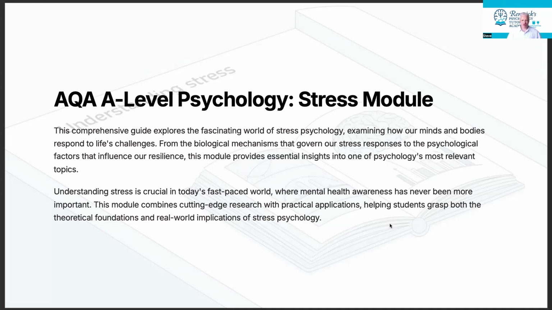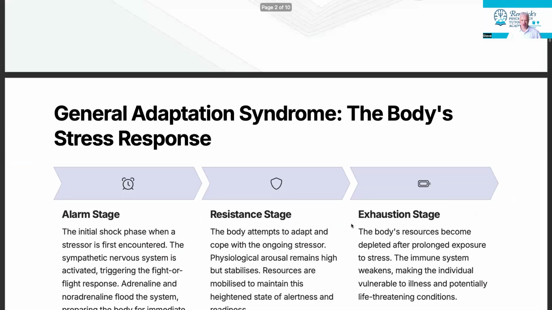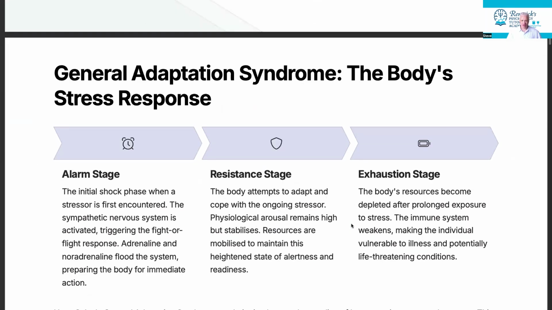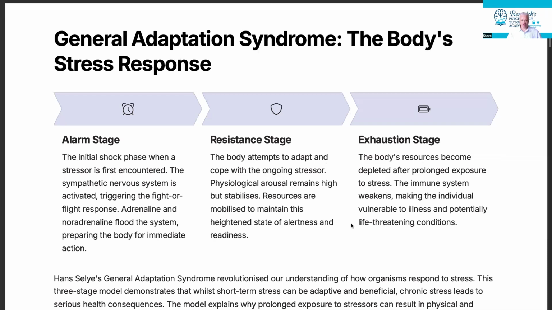So we're going to look at stress, some of the physiological responses to stress, and how stress is researched and some of the models that are applied to explaining stress in the body and mind. So the first one we look at is called the GAS model, General Adaptation Syndrome. So this is the body's response to stress.